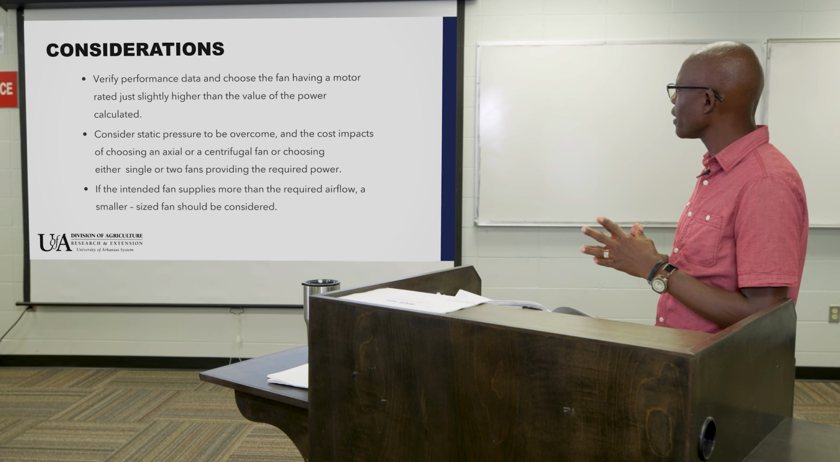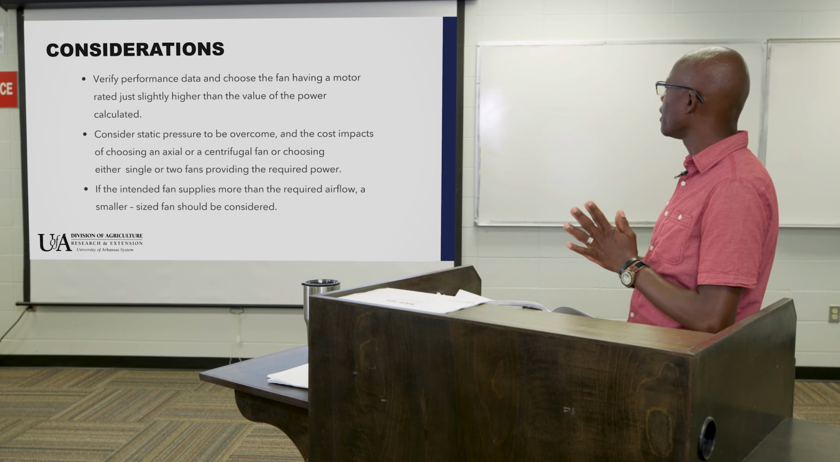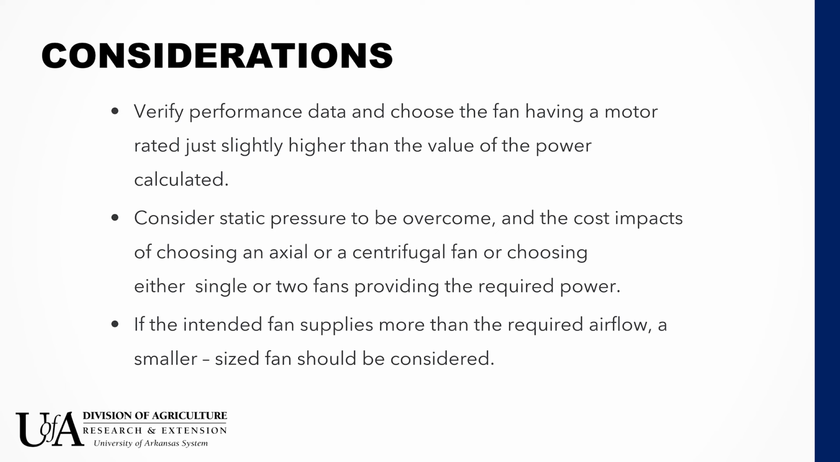Number one, we need to verify the performance data and choose the fan having a motor rated just slightly higher than the value of the power that we have calculated. Then we need to consider the static pressure to be overcome, and the cost impact of choosing an axial fan or a centrifugal fan, or choosing either a single fan or two fans that can provide us the required power. Lastly, if the intended fan supplies more than the required airflow, then a smaller size fan should be considered.